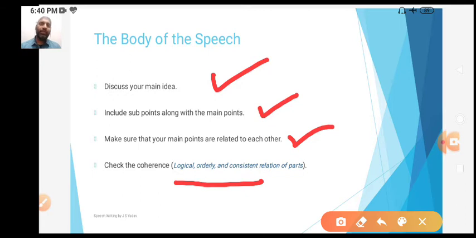So, body of the speech must contain these four things, right? Main idea has to be discussed there. In order to help the main idea, you can use the sub ideas also, sub points also, but you have to be very sure that these sub points and points are interrelated with each other, and at the end of the day the coherence should be there.